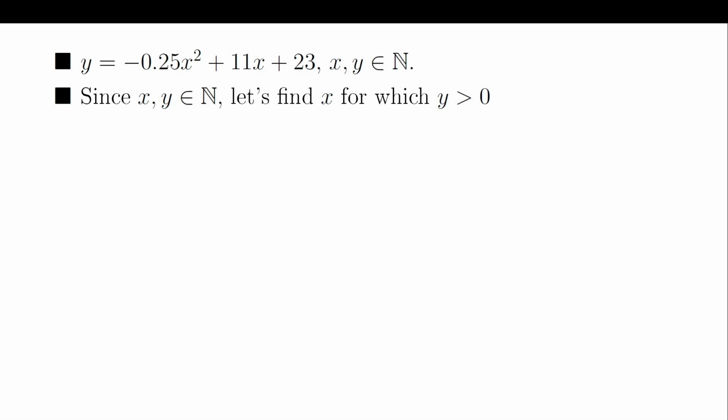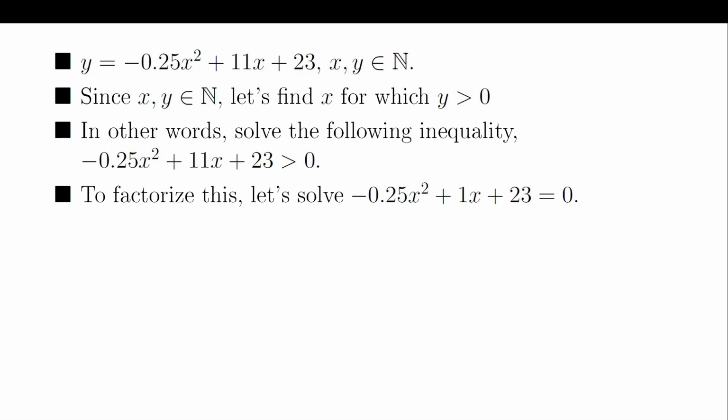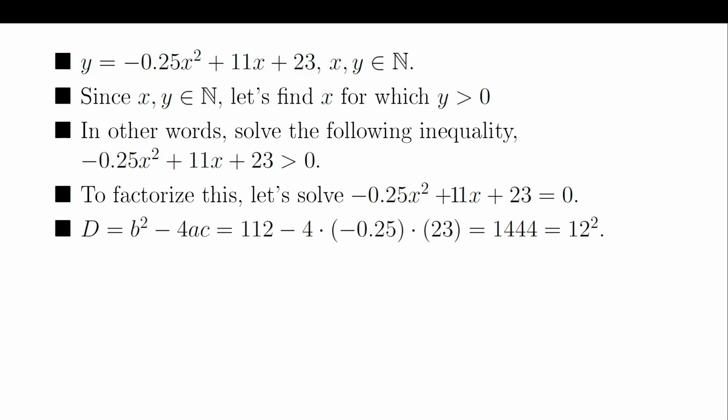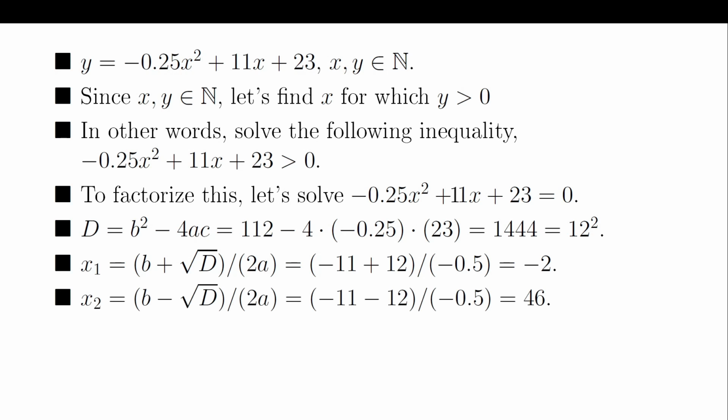Now, since y is natural, let's find x for which y is larger than 0. In other words, solve the following inequality. To factorize the left-hand side, let's solve the corresponding quadratic equation. Using the standard formula, we first compute the discriminant d and find it equal to 12 squared. Then, after some arithmetics, we find that the first root is -2, and the second root is 46.